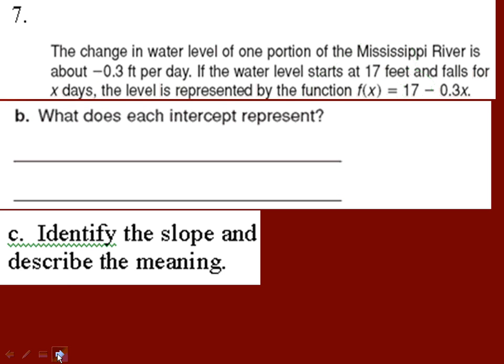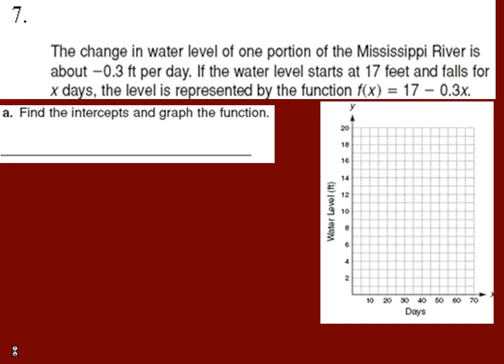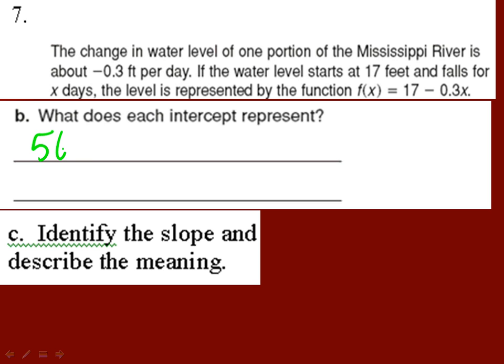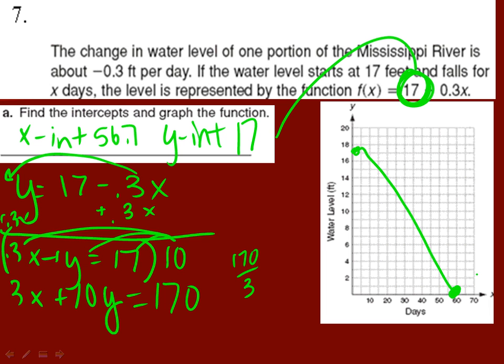Okay, now we're going to do B. I repeated the problem. What does each intercept represent? Okay, so on the x-intercept, it's 56.7. What does that mean? Let me look at the graph again. That means, what does this mean?